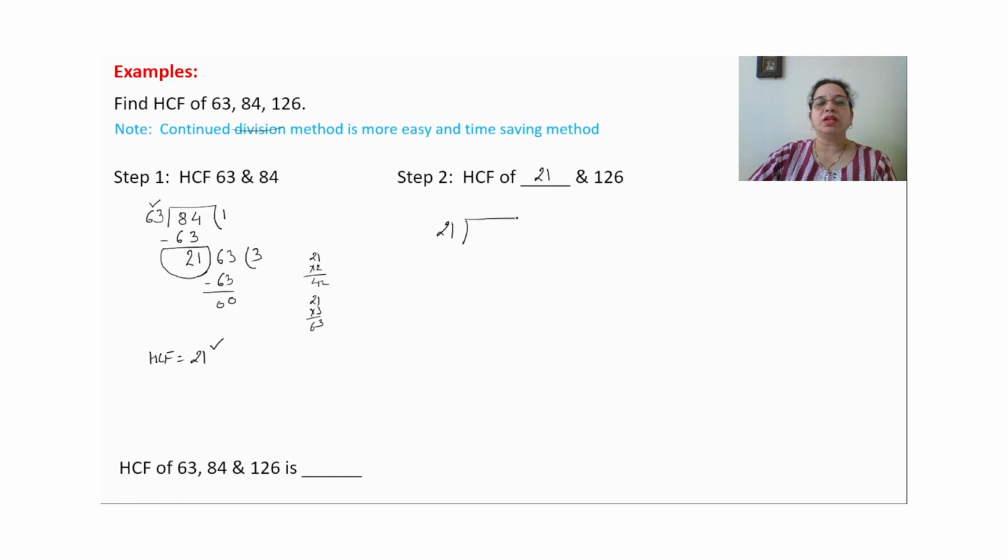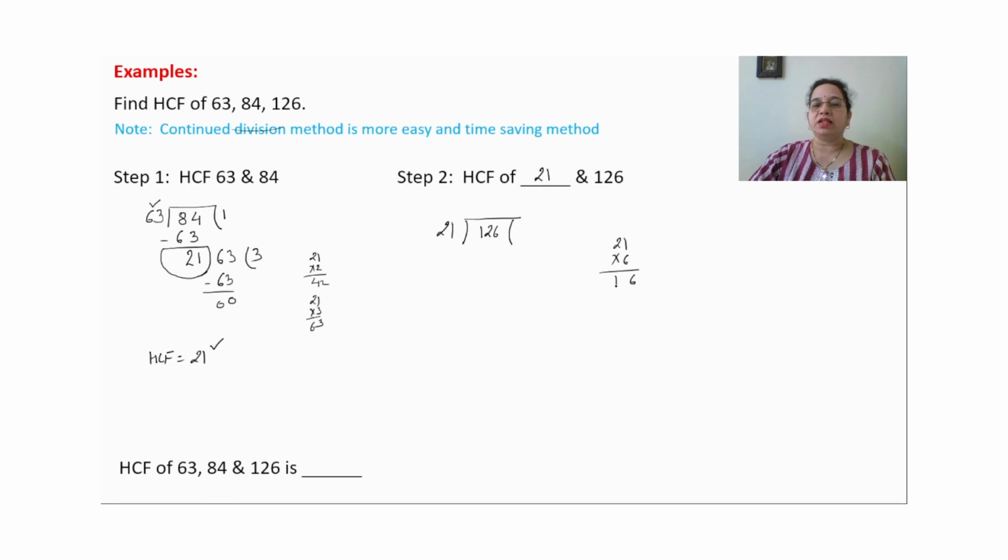So consider 21 as a divisor and 126 as a dividend. A single digit 1 cannot be divided by 21, and 12 cannot be divided by 21 either. So we will take all three digits as they are, 126. Now, how many times does 21 go into 126? Since the last digit is 6, we can try 6.